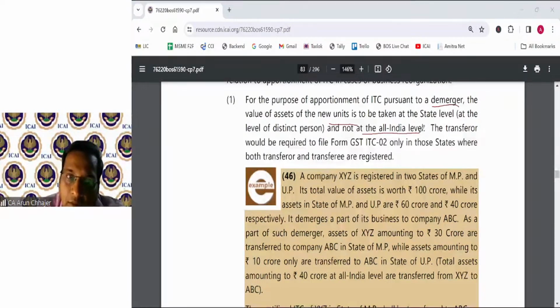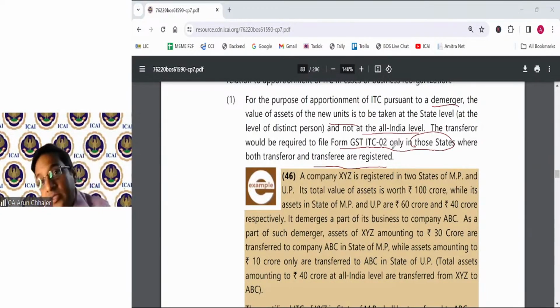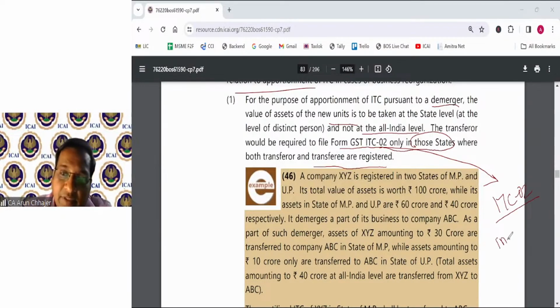The transferor would be required to file ITC-02 only in those states where both transferor and transferee are registered. See, this is an important restriction created by the circular. ITC-02 can be filed in the same state only.